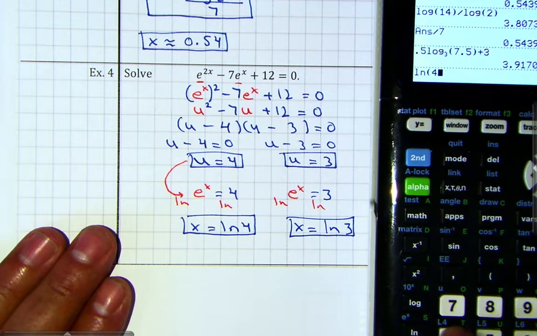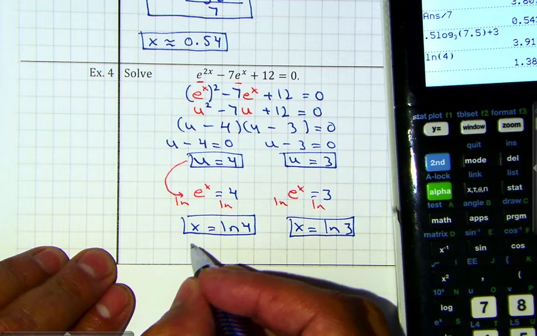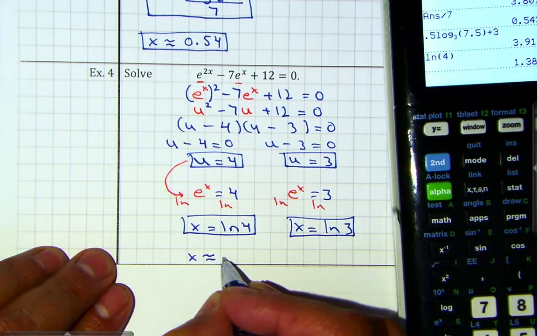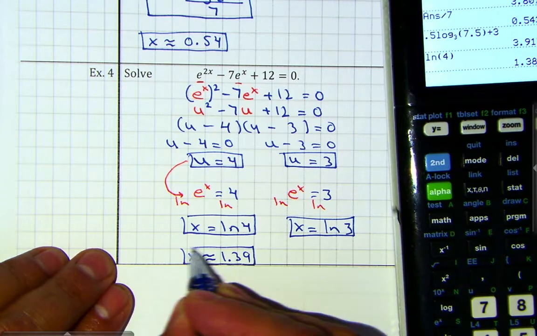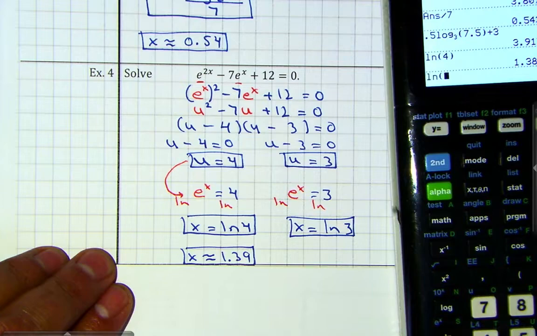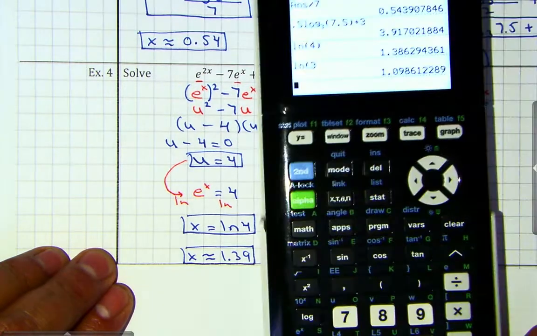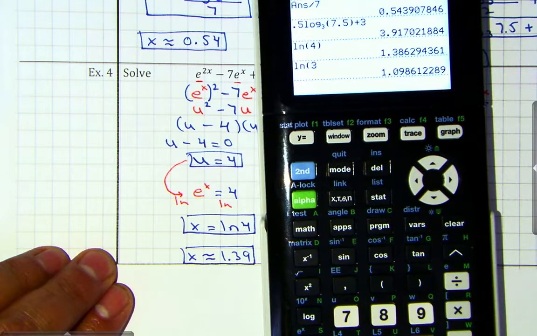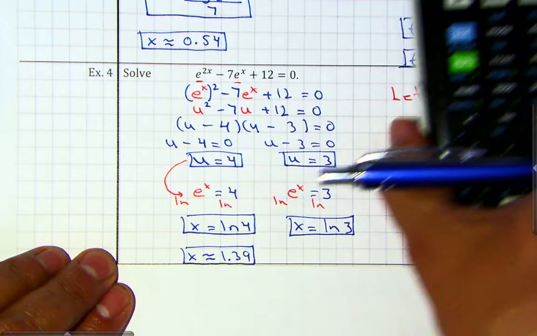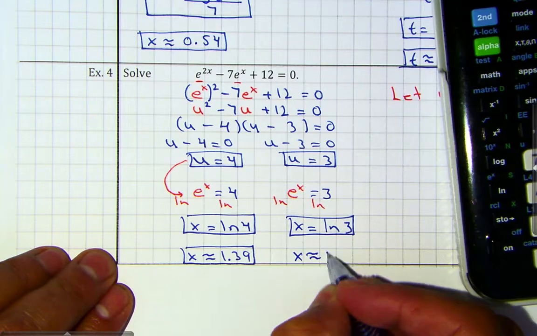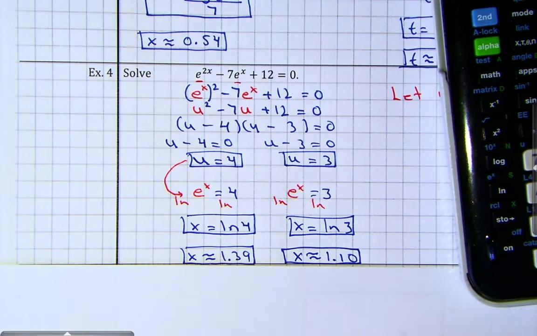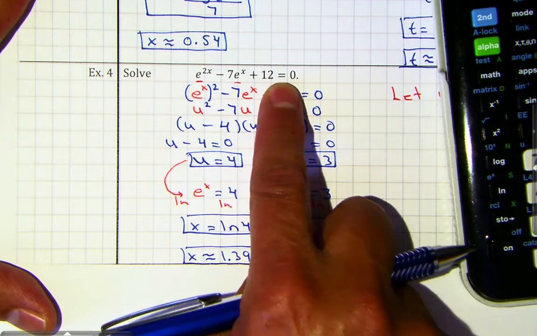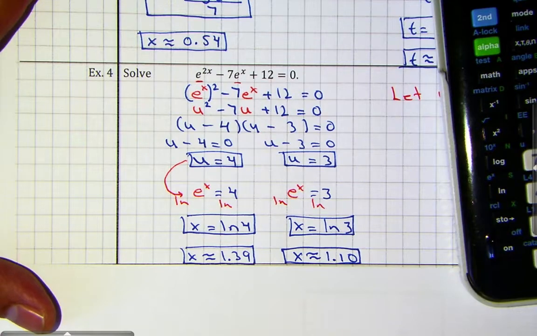The natural log of 4 is, x is approximately 1.39, or the natural log of 3, that'll be 1.098, so that will round to 1.10. So therefore, x is approximately 1.10. Now, can you check the answer either on your graphing calculator or on Desmos, whichever you prefer.